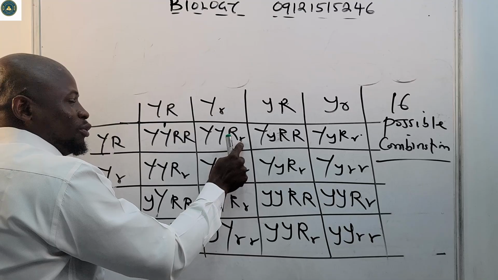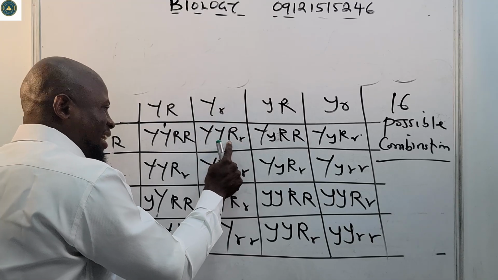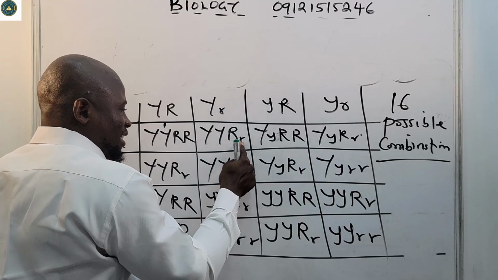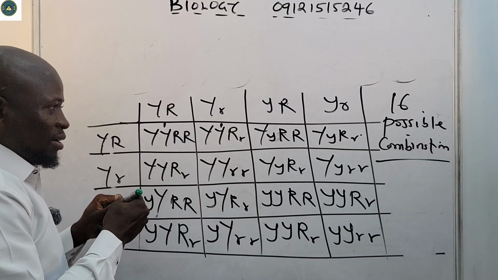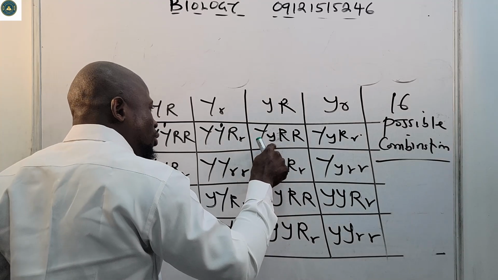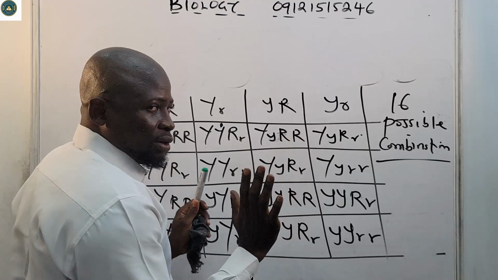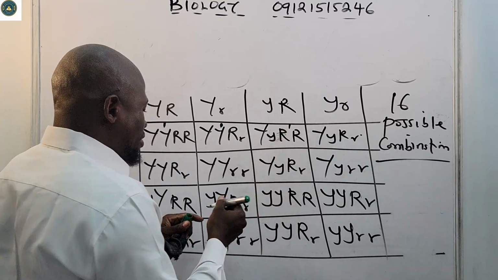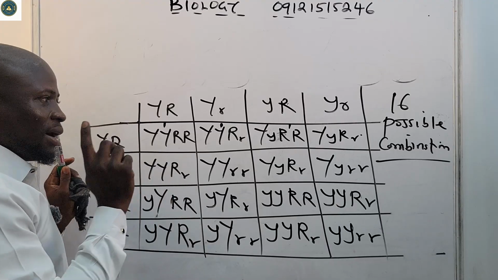Because this one cannot overshadow this R. This small R cannot overshadow this big R. Right? So if this small R is recessive, this one is dominant. Okay, so we have another yellow and round. Is this one yellow and round? Yes, it's yellow and round because this small Y also cannot overshadow this big Y. Can it? No. Okay, so this one is round, obviously. So we have another yellow and round. Now, is this one yellow and round? Yes, it's still yellow and round, isn't it?